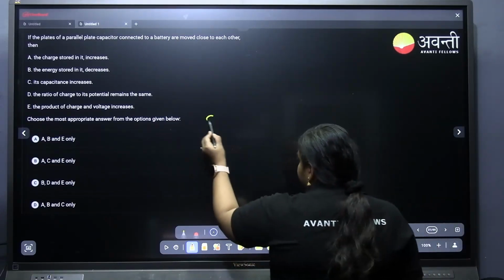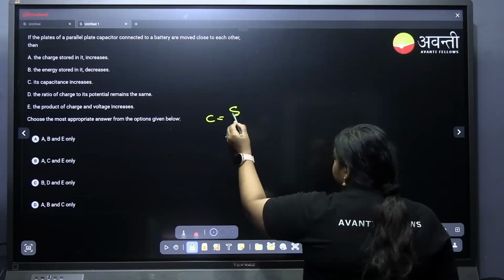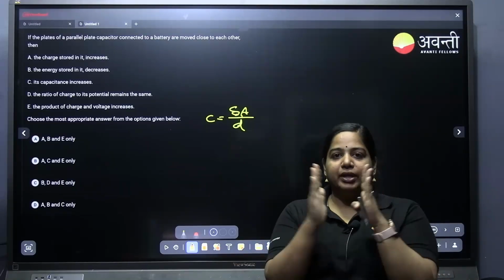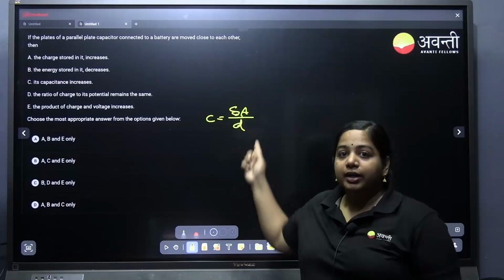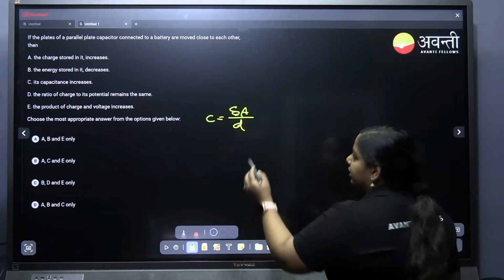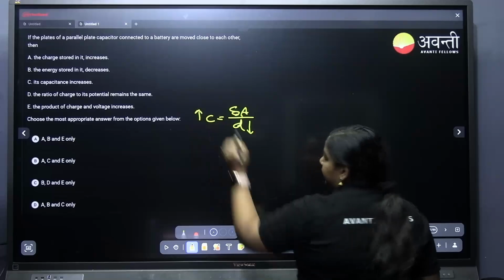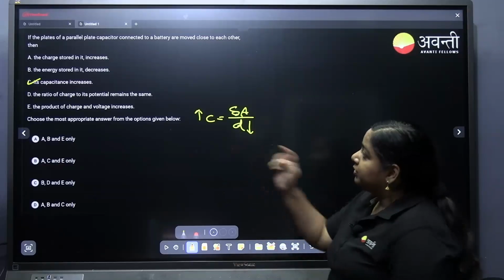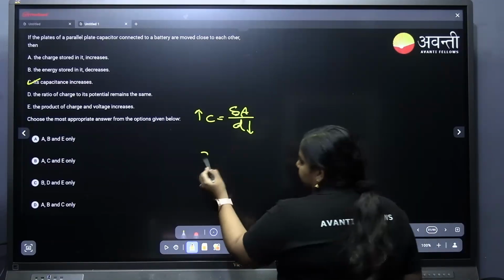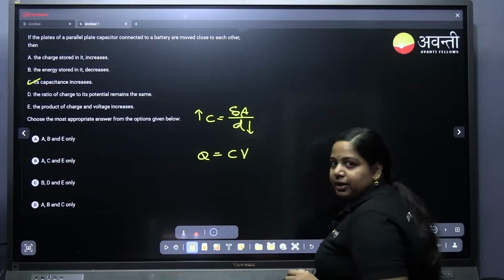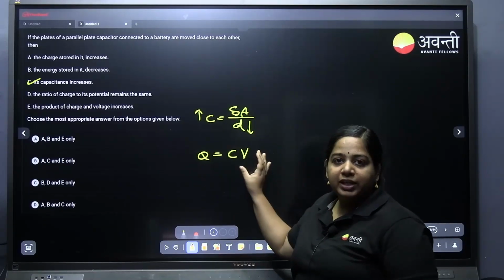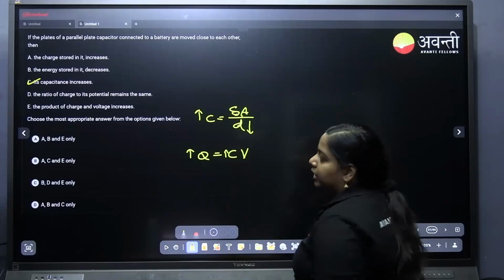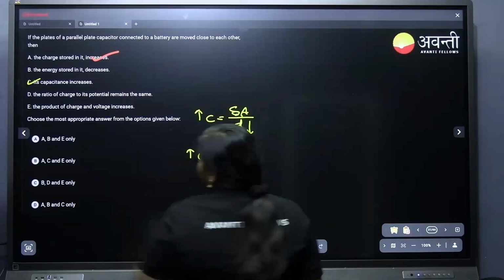Capacitance is equal to epsilon naught A by d. Here we are compressing, bringing the plates closer, right? So d is decreasing. When d decreases, C increases. So capacitance increase is correct. Now the first one, they are asking about charge. Charge is equal to CV. It is still connected to the battery, which means V is constant. V constant, C increases, so Q will also increase, which means A is also correct.